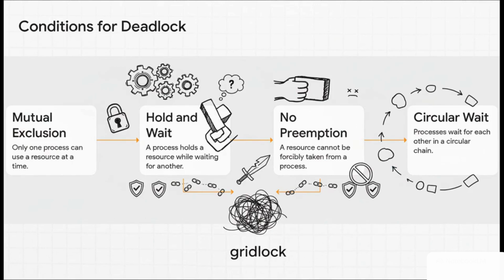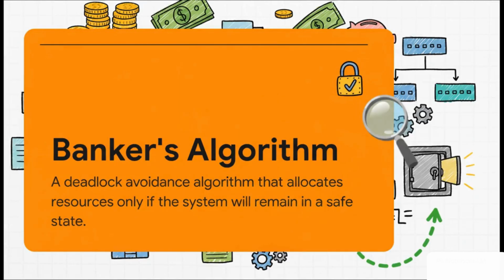This digital gridlock has a name. It's called a deadlock, and it is a very serious problem. The good news, though, is that a deadlock can only happen if these 4 very specific conditions all happen at the exact same time. It's like a recipe for disaster. The OS's main job, then, is to make sure that at least one of these ingredients is always missing from the recipe. And to do that, the OS uses really clever strategies, like something called the banker's algorithm.